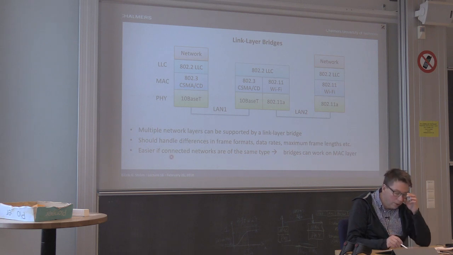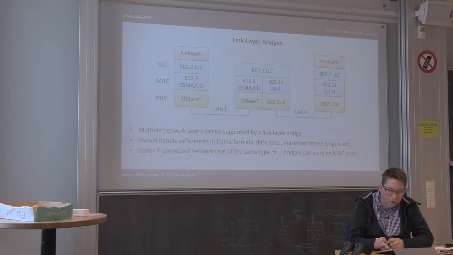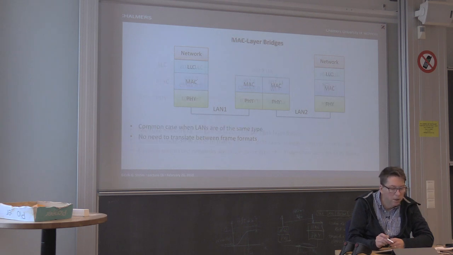And it's easier then, of course, if this LAN and this LAN is of the same type. Then we don't need to make translations between the different frames and so forth. We can use the same frame structure. And then bridges can work on the MAC layer. And such a thing would look something like this. So instead of going up to the LLC, we basically just go over to the, like this.